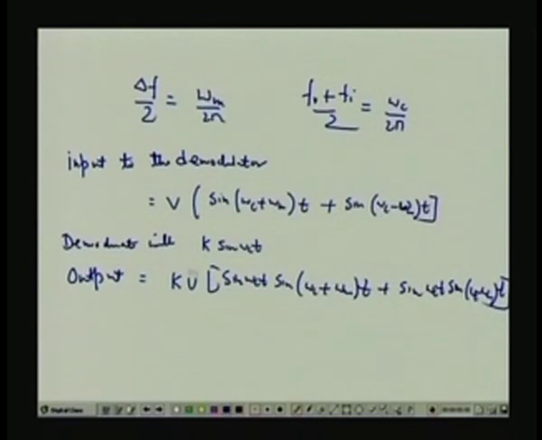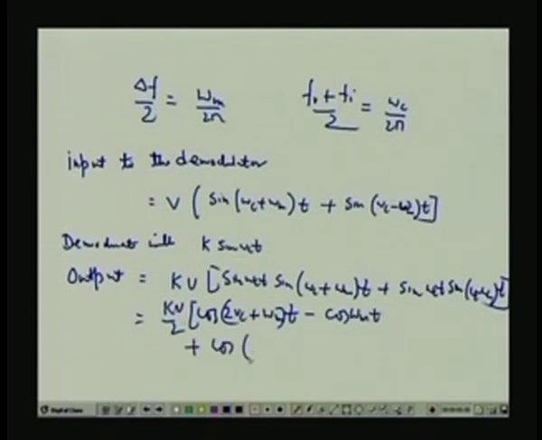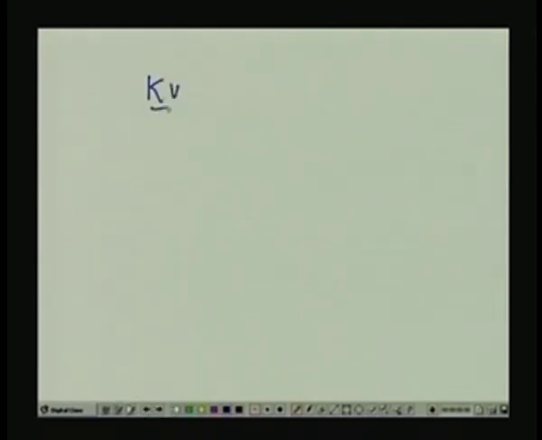So, this will give you kV by 2 cos of 2 omega c plus omega m into t minus cos of omega mt plus cos of 2 omega c minus omega m into t minus cos omega mt. So, when this signal is passed through a low pass filter, the output I will get is kV by 2 cos of omega mt. So, that means we have only signals which consist only of delta f by 2.